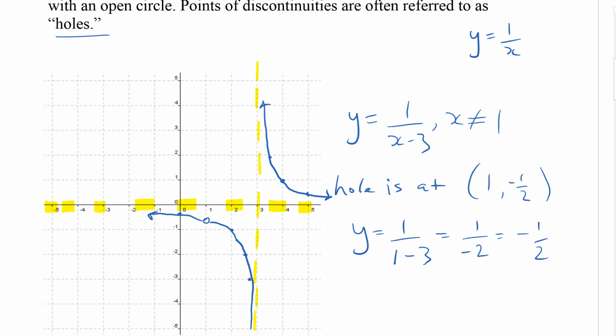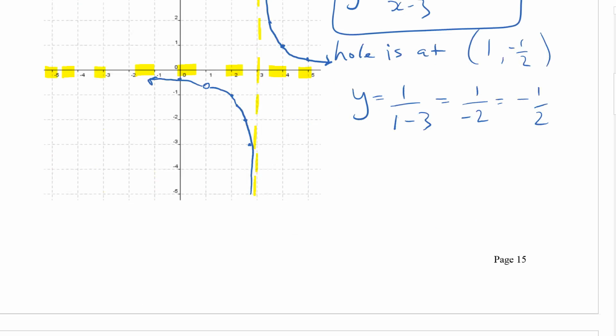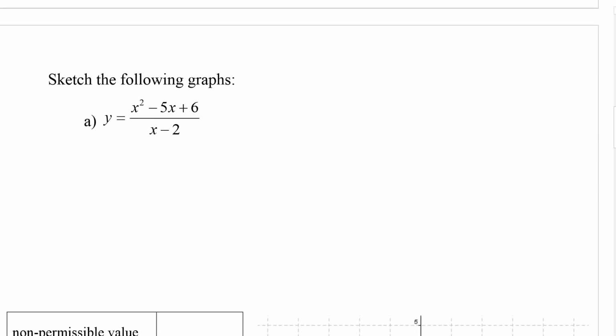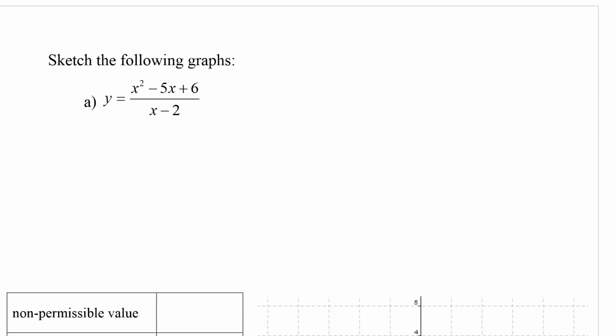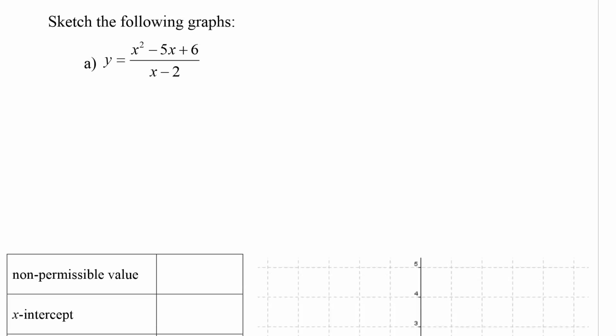Alright, so that's what we get as a result. And so what have we graphed? We have graphed this function right here. Moving on to the next point, it says we need to sketch the following graphs. So the first one is x squared minus 5x plus 6 all over x minus 2. Okay, so the first thing is we would need to factor.